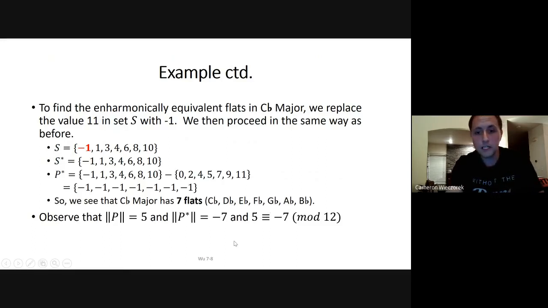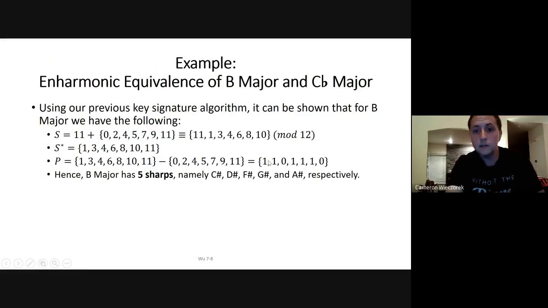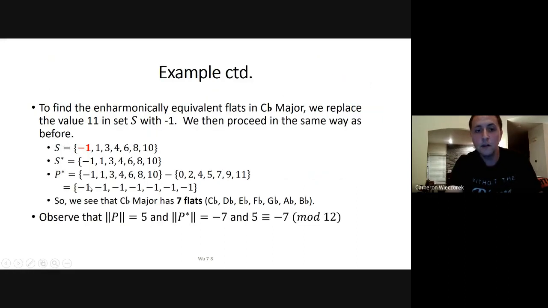So looking at the size of the norms, here's P. P was our final set of sharps for B major, and I count 5 ones. So the norm of P is 5. For P star, I count 7 flats. If I add up -1 seven times, the norm of P star is -7. They are enharmonically equivalent. Those 5 sharps and those 7 flats are congruent mod 12.